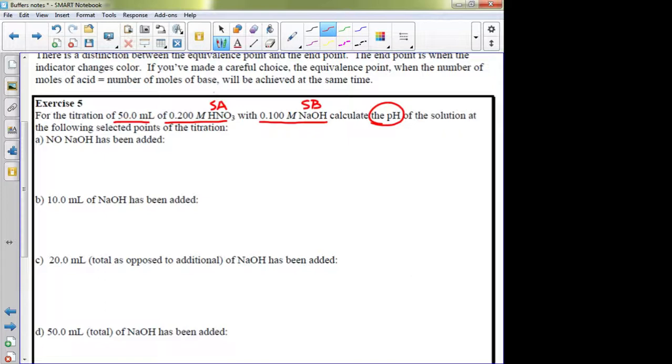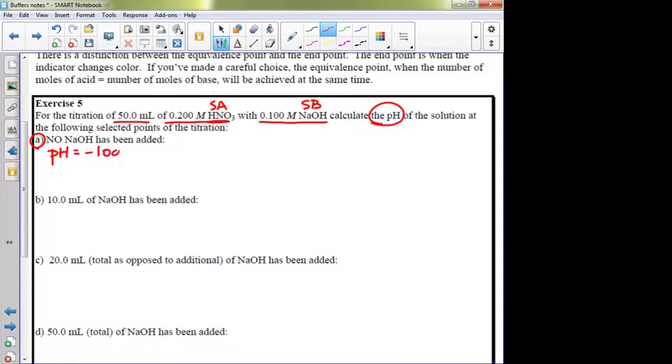Okay? So, first of all, it wants me to calculate the pH before we add any NaOH. So, no NaOH has been added. All I want is the pH of this HNO3 solution. Can I find it? Yes. pH is equal to what?